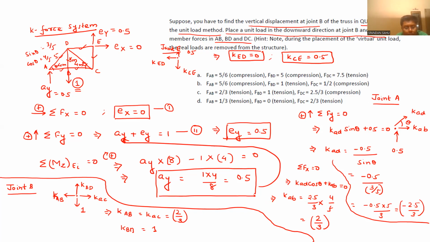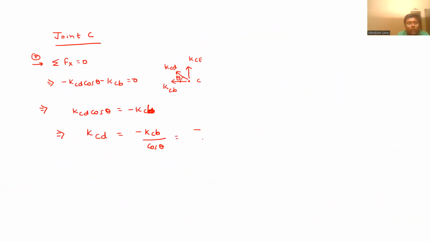Sorry, this is BC or CB. So KBC is 2 by 3. So minus 2 by 3 by 4 by 5. So it will be minus 2 by 3 into 5 by 4. So minus 10 by 12. So minus 5 by 6.